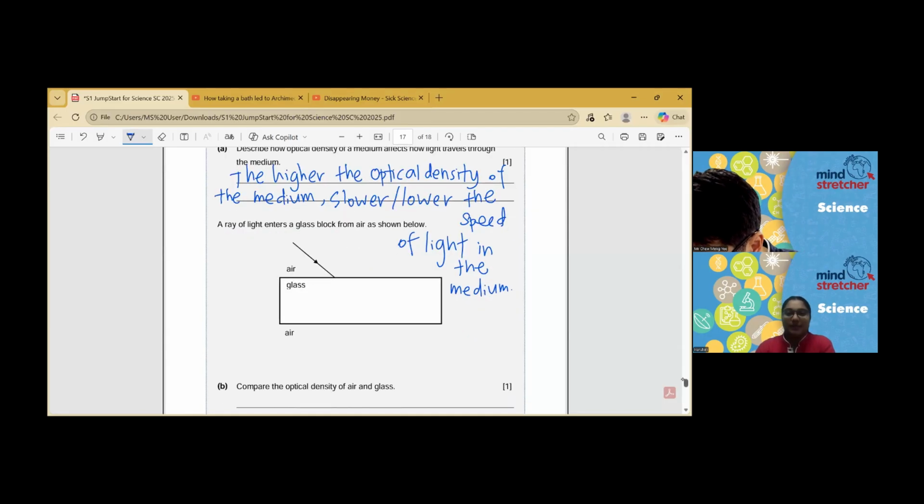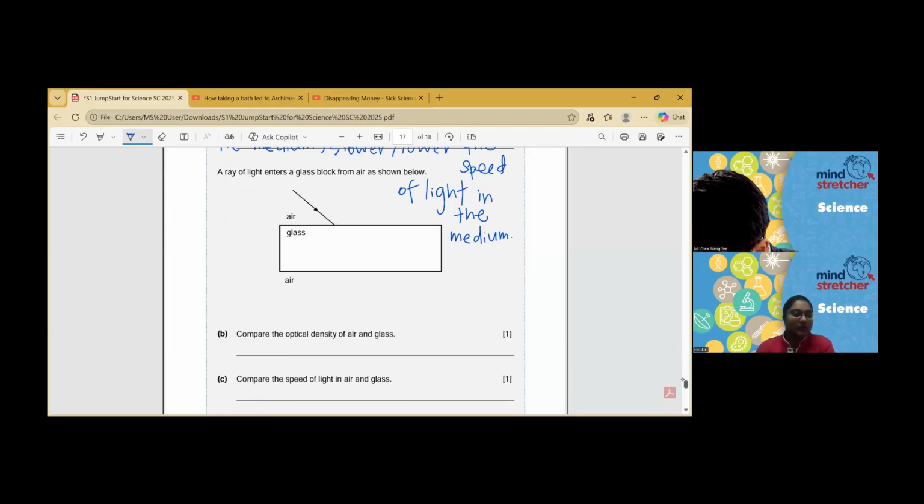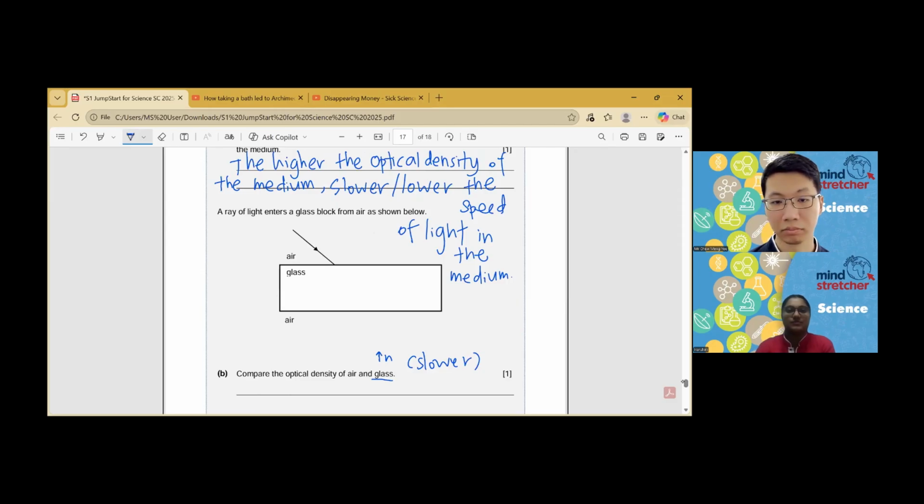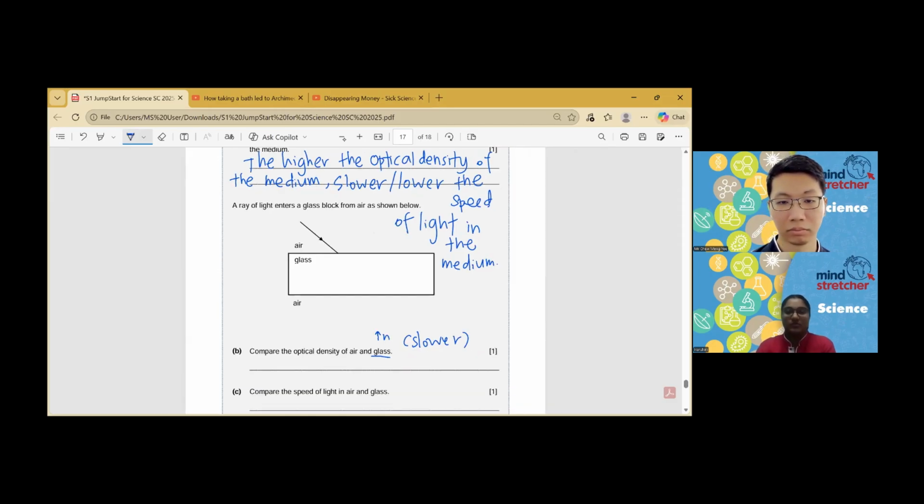Then let's take a look at part B, optical density of air and glass. Based on what we know, glass definitely has a higher optical density, so the N is definitely higher. This is a forest with a lot of trees. So is it going to be slower or faster speed? Okay, slower, thank you. As a result, if it's going to be slower, what is going to happen to optical density? Glass has higher optical density or air has a higher optical density? Glass is going to be slower. So which one do you think has a higher optical density?